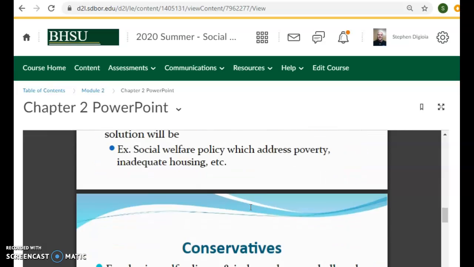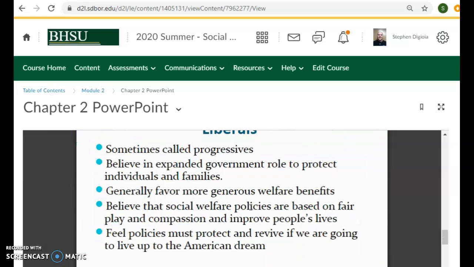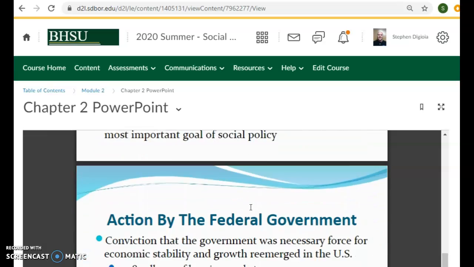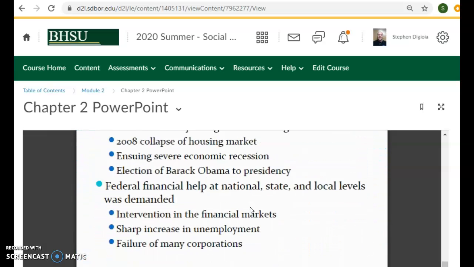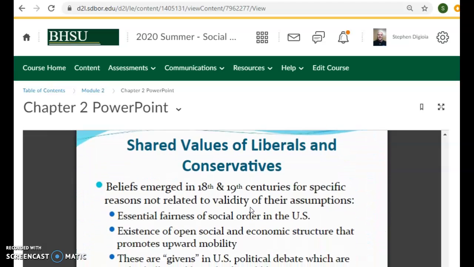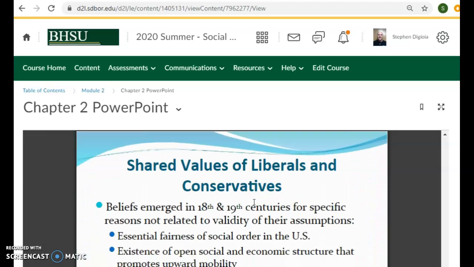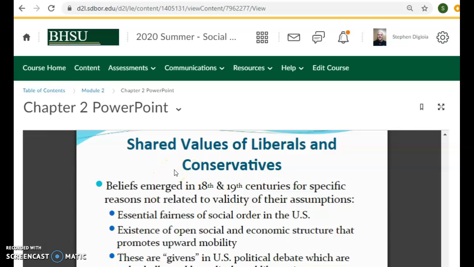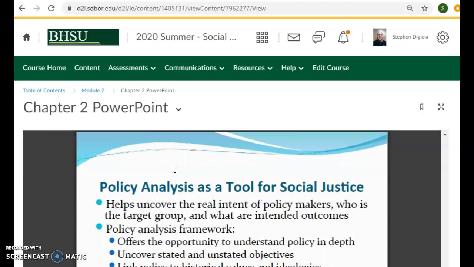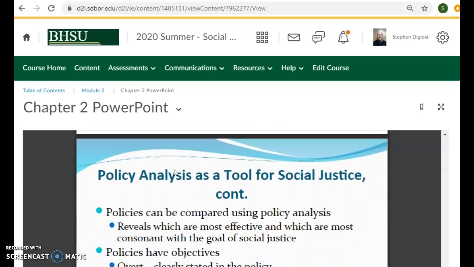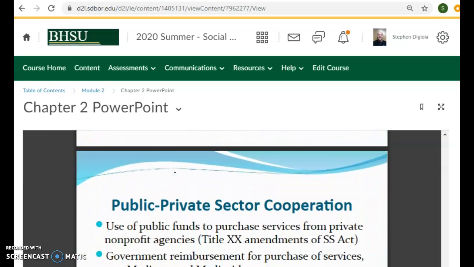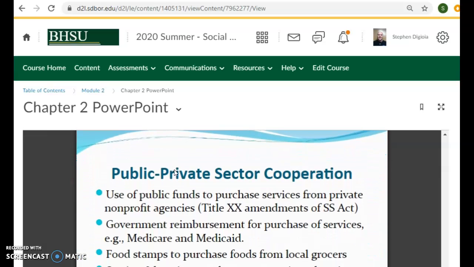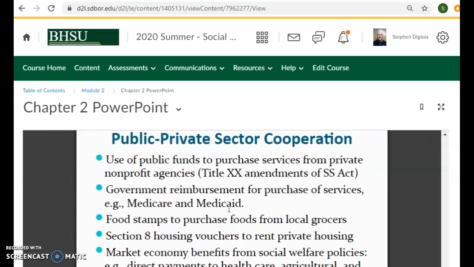This chapter looks at social welfare policies and then gets into some of the different ideologies. Again, I hope you don't get hung up on those. Actions by the government. The shared values. This is very important. As you read through the chapter, try to think of things that bind us together instead of always splitting us apart. And then looking at policy analysis. That's what we'll get into more in the class, but we don't go too deep into it. And then public-private sector cooperation.